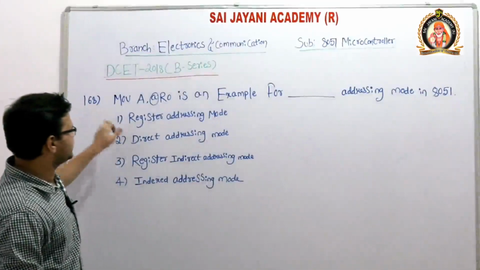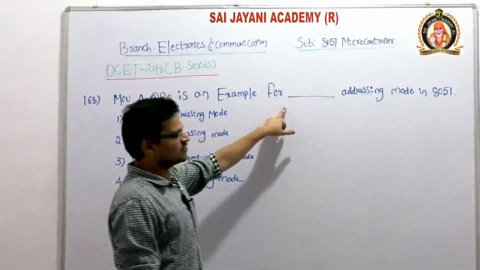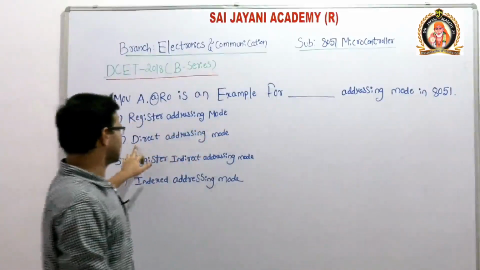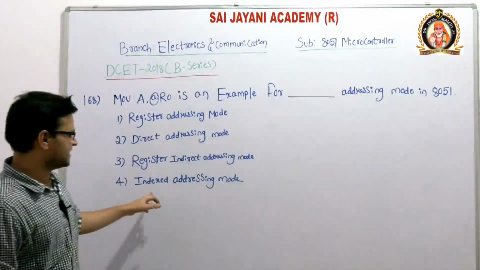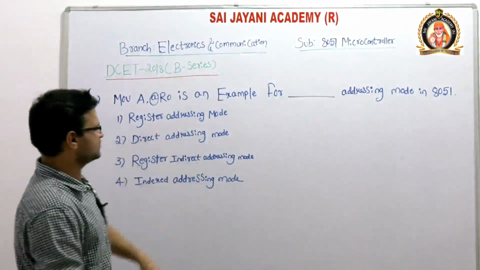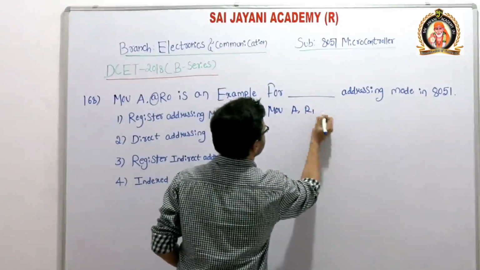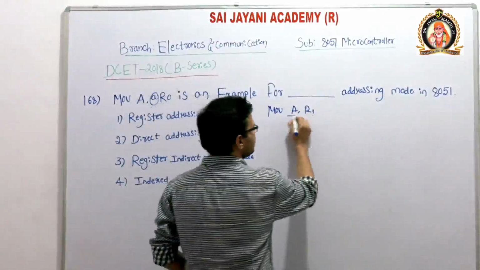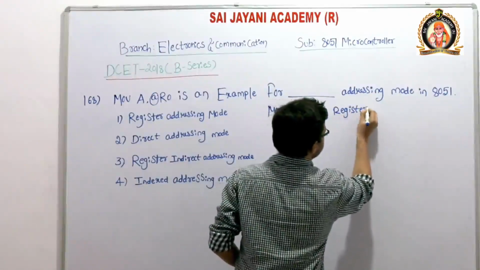Question number 168. MOV A, @R0 is an example of which addressing mode in the 8051 microcontroller? The options are as follows. The first option is register addressing mode, the second option is direct addressing mode, the third option is register indirect addressing mode, and the fourth option is indexed addressing mode. The first option, register addressing mode, has a fixed format: both the source operand and the destination operand must be in a register.